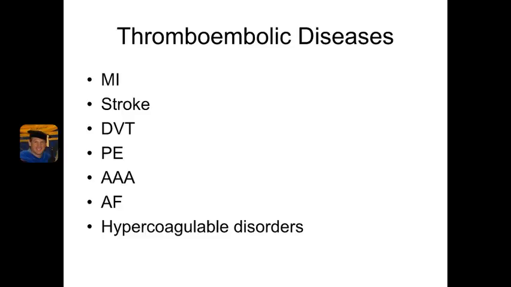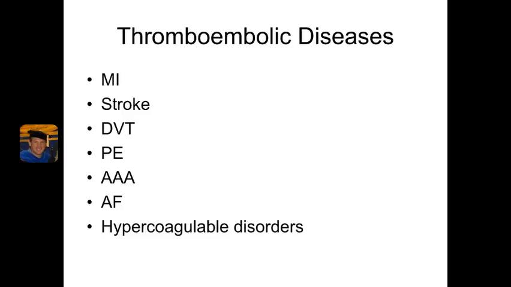A DVT is a deep venous thrombosis, so basically it's a blood clot in the deep veins of the leg. DVTs below the knee are rarely dangerous. The ones that form in the upper leg, so from the knee to the hip, are typically the ones that are more likely to become pulmonary emboli. And that is the next one.